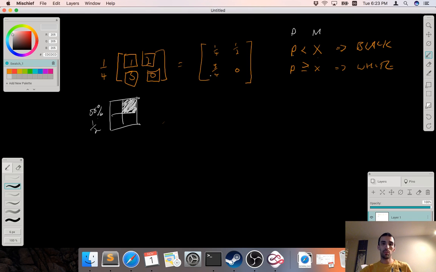So with this one, the value of the pixel is again 50%. The value at the matrix is 3/4, and so this one's going to be black. No, I got this wrong again.